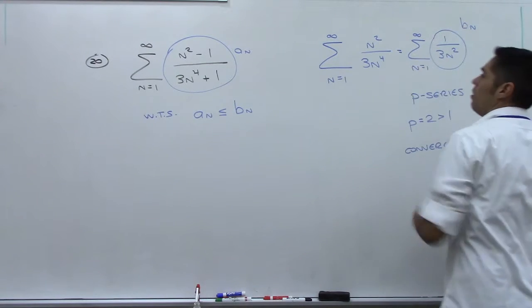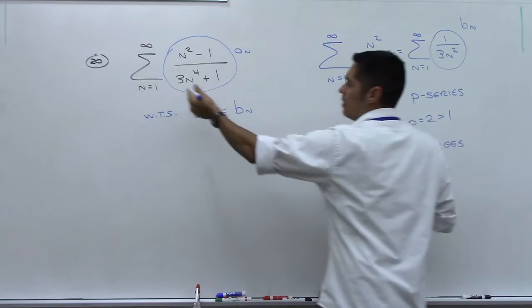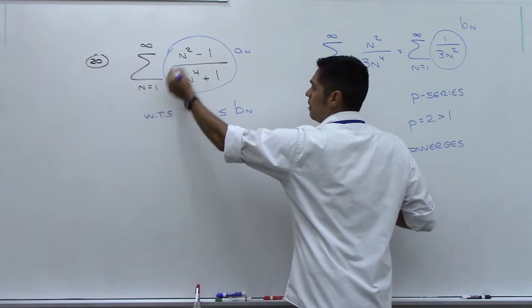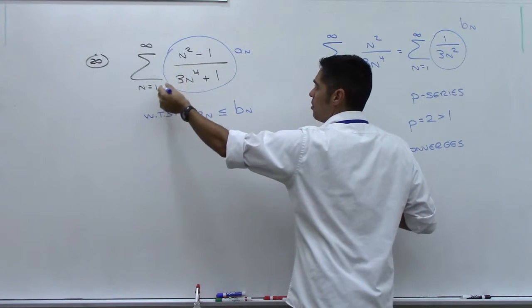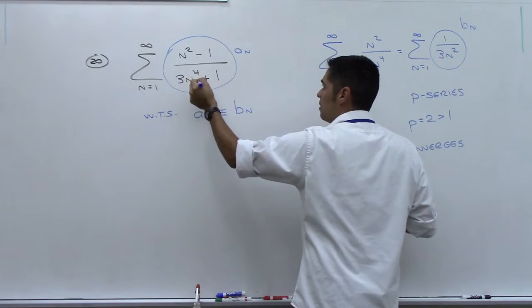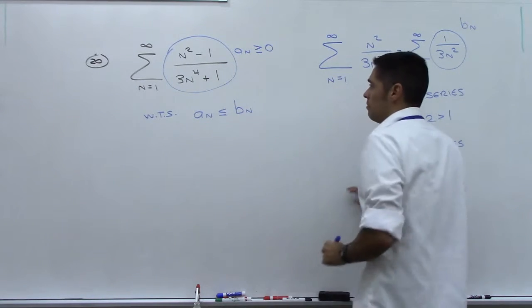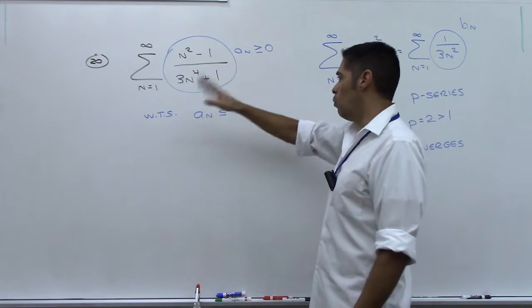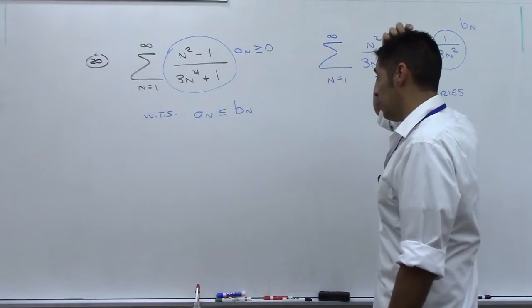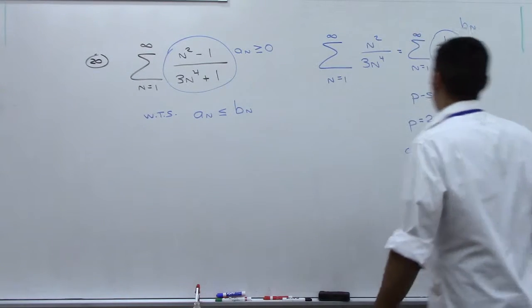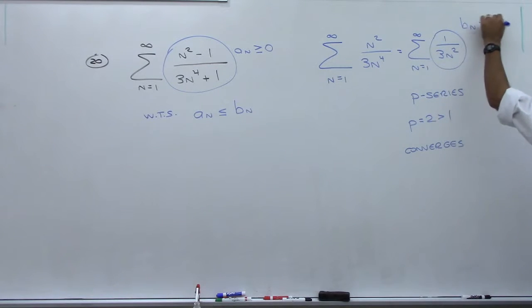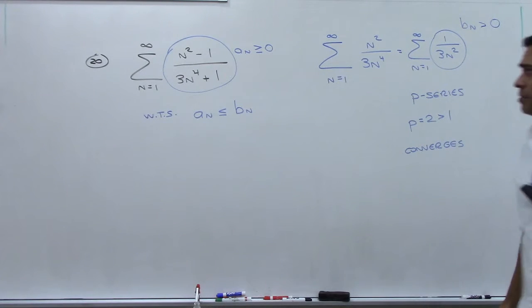I'll also check real quick, if n is 1, this is 0. If n is 2, that's a positive over a positive. So this is greater than or equal to 0. Definitely at 1, it's 0, but past that, it's going to be positive. And then over here, this is always greater than 0. So we're going to be able to use the test.